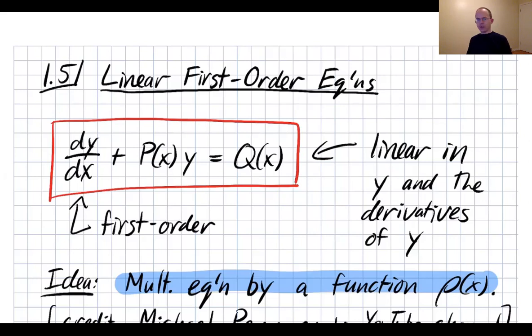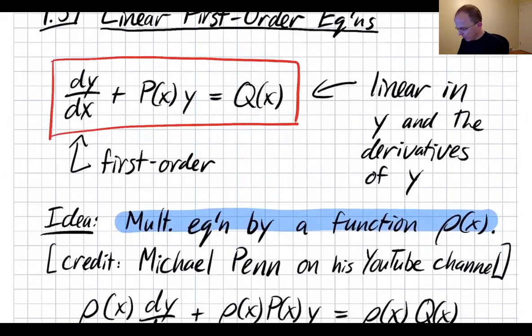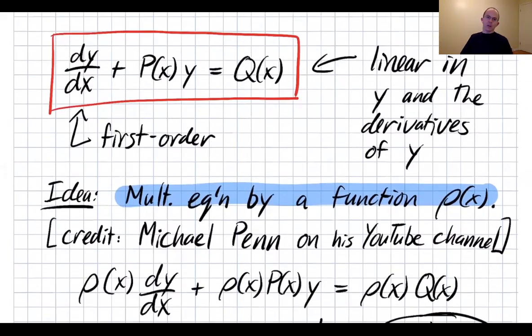In this section, we're going to learn how to solve a differential equation of this form. And then we're also going to see a really nice application of first order linear differential equations. So first of all, let's get started with how we're going to solve this equation.